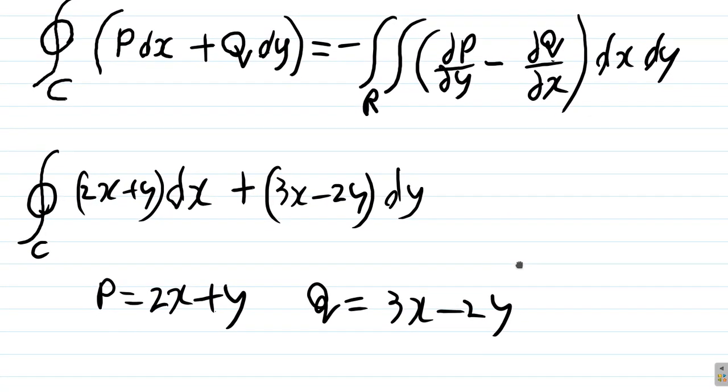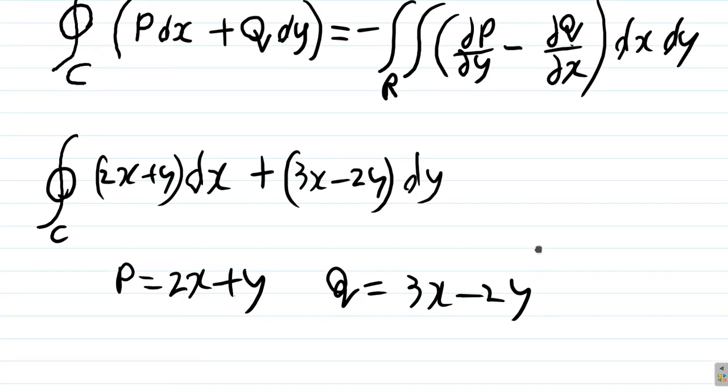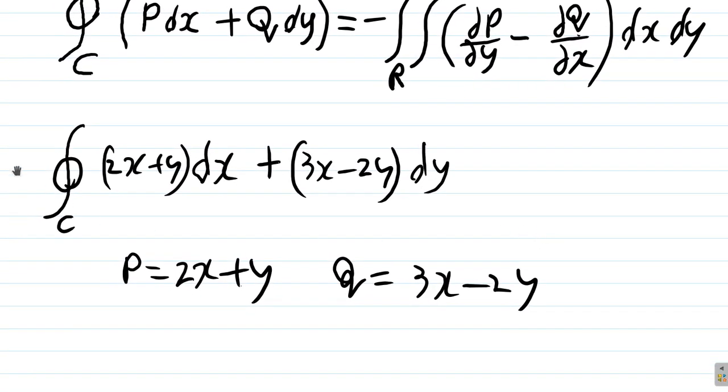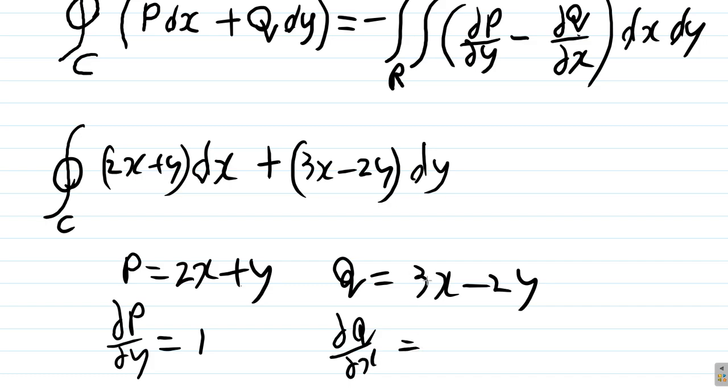Here now, what happened? We need the partial of P with respect to y. So the partial derivative of P with respect to y is, well, we can see that is 1. And the partial derivative of Q with respect to x is equal to 3. Alright?